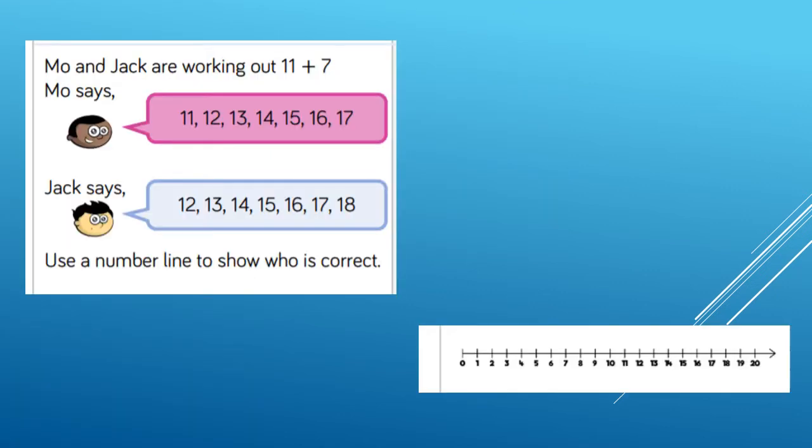Let's read this and see what we think. Mo and Jack are working out 11 plus 7. Mo says 11, 12, 13, 14, 15, 16, 17. Jack says 12 in my head, 13, 14, 15, 16, 17, 18. Use a number line to show who is correct. Now what I want you to do is pause the video and use the number line on the screen to help tell me if Mo is correct or if Jack is correct.